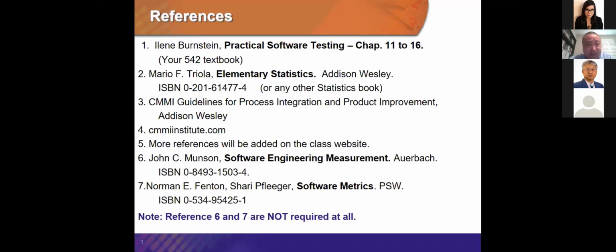Okay. And I know you are also going to take 542 this semester. In that textbook, if you look at chapter 11 to chapter 16, they talk about a lot of defect analysis. That is actually one of the main components of software measurement, and in the majority of your organizations, you all have metrics for software quality. So I think those chapters will definitely help.